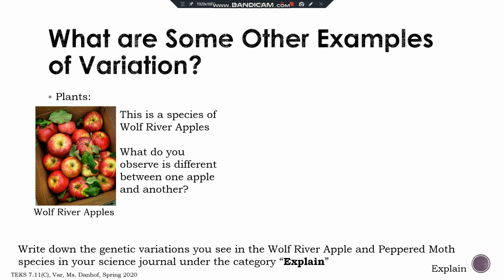And at the bottom you will see that I ask them to write down genetic variations they see in Wolf River apples and peppered moths, which I will get to in a second, in their science journal under the category Explained. So I'm having them write down what observations they see between one apple and another, and I would also have them do a think, pair, share as well to see if their partners may have had another idea.